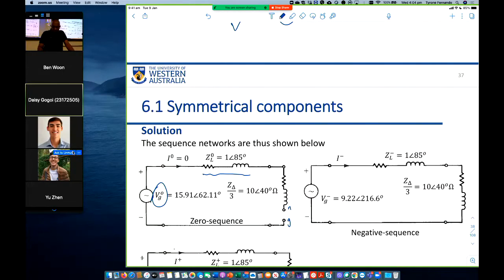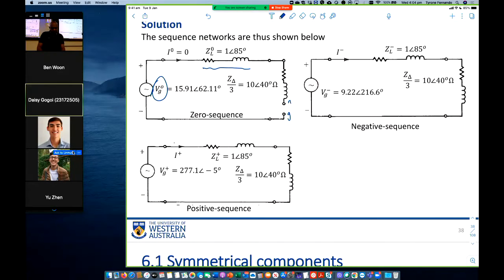Positive sequence, here is the positive sequence voltage, line impedance, load impedance. The circuit for negative sequence is the same, but we have different voltage magnitude, line impedance, and load impedance. So these are the 3 separate circuits. So we can now calculate the positive sequence current, negative sequence current. Zero sequence current is 0 because of this open circuit here.